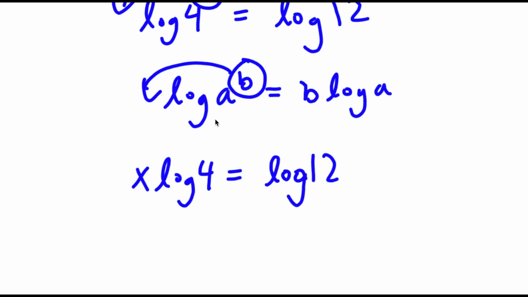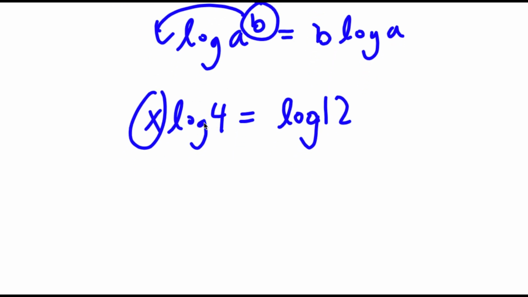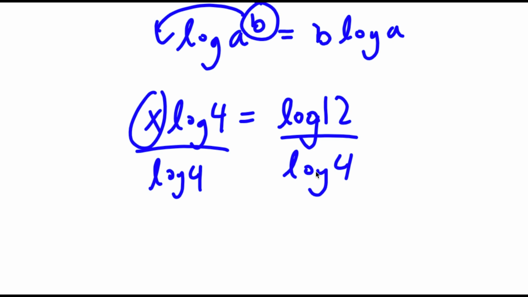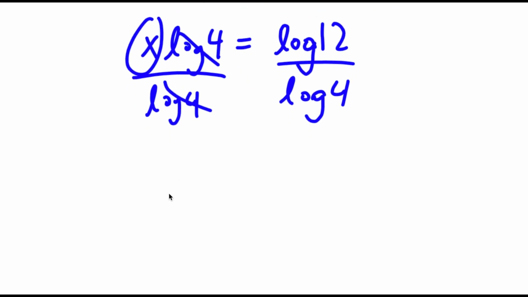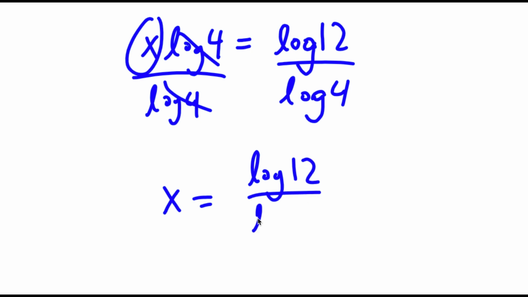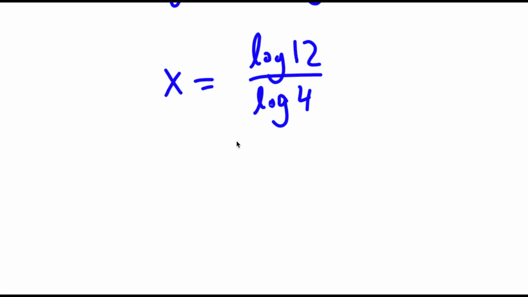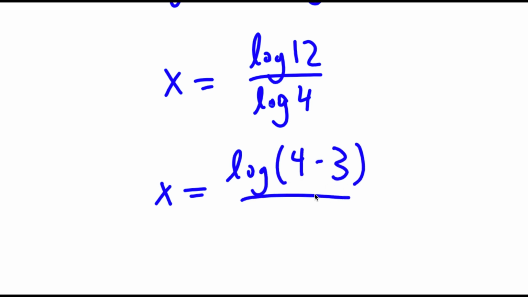Now we obviously want to isolate x here, so to do that I have to get rid of this log 4 by dividing on both sides. So then these two cancel out, and now I have x is equal to log 12 over log 4. Now, log 12, that's equal to log 4 times 3. Now I have this over log 4.